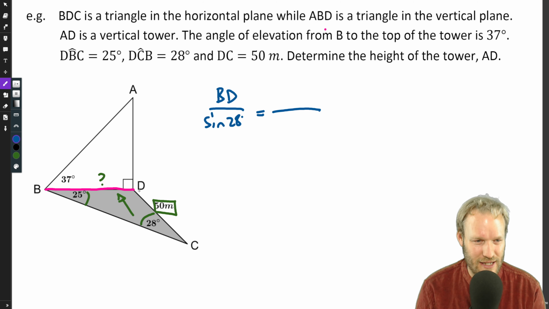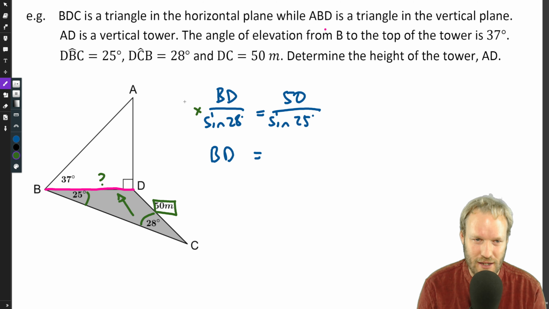well, we've got the side on top, so let's keep consistent here. The side needs to be on top. 50 over, well, that angle that's opposite it is 25, so sine 25. Now, to find out what BD is, all we need to do is multiply both sides by sine 28. Because if we multiply this side by sine 28, well, those cancel. What you do to one side of the equation, you do to the other.